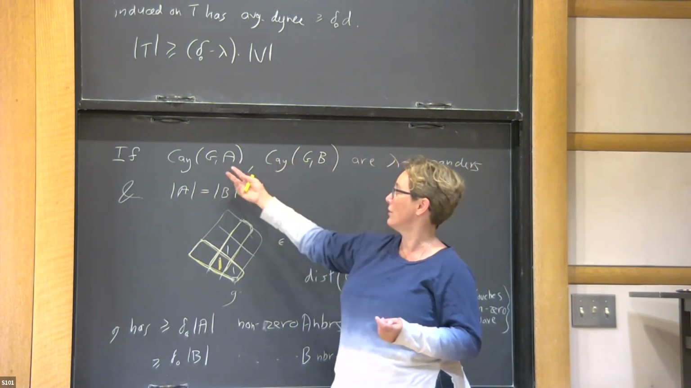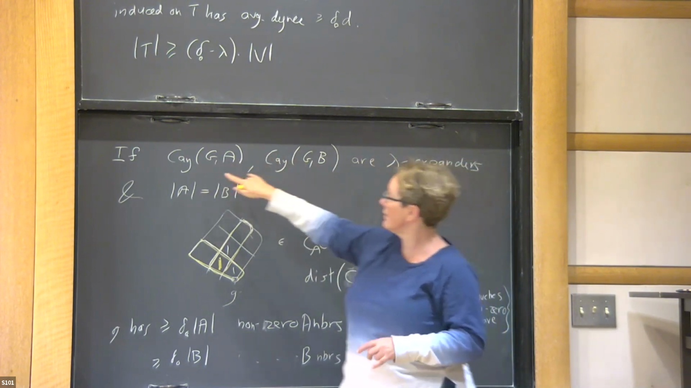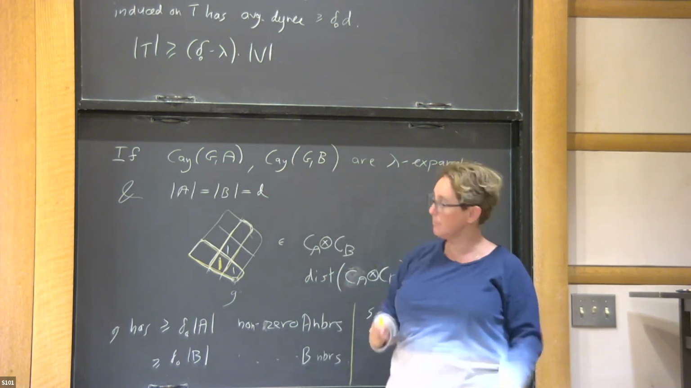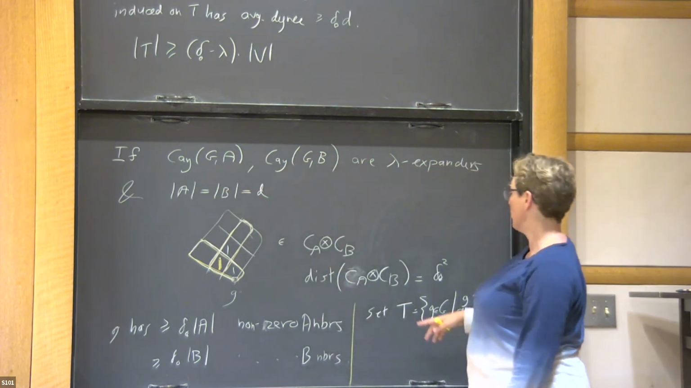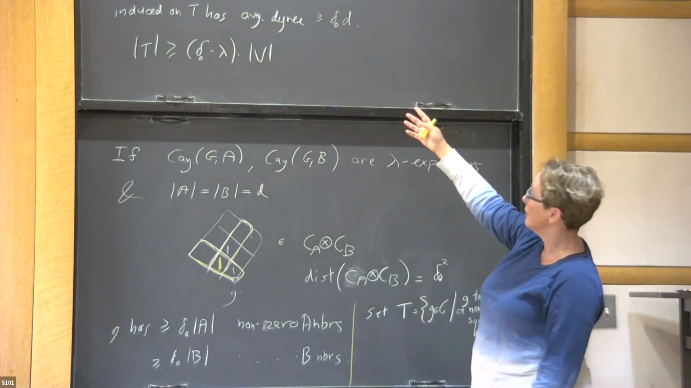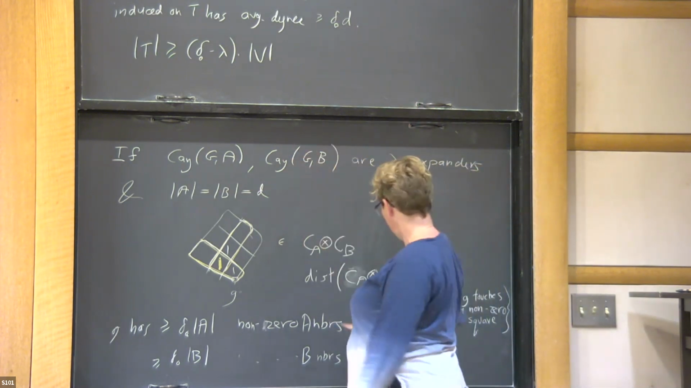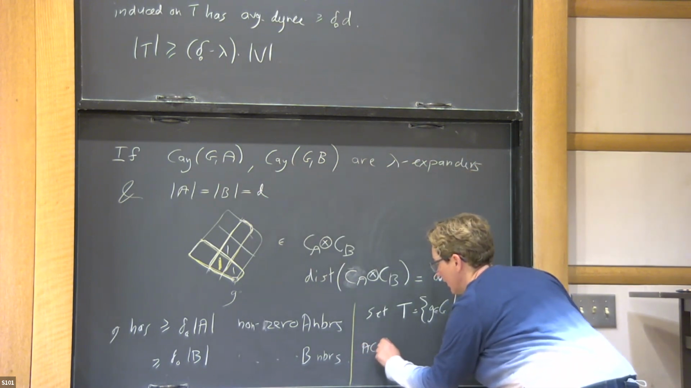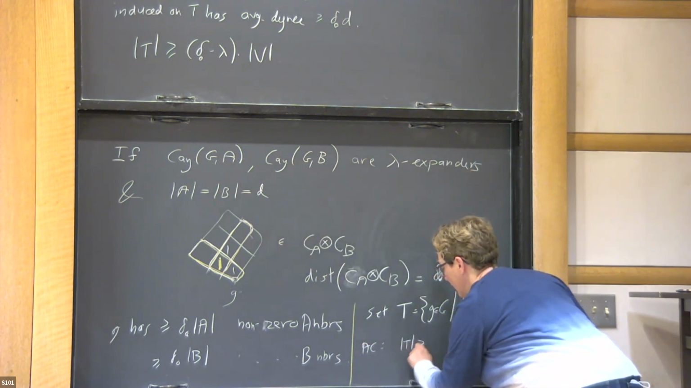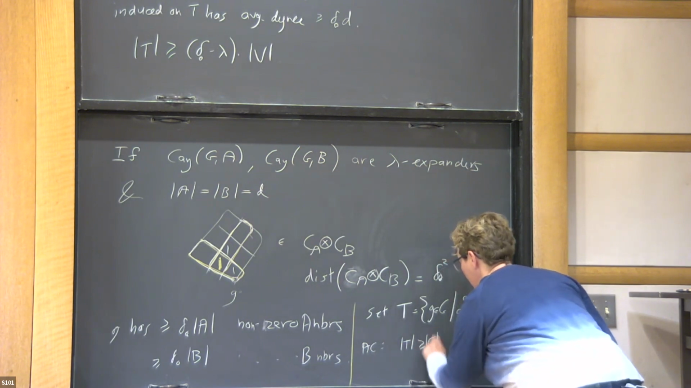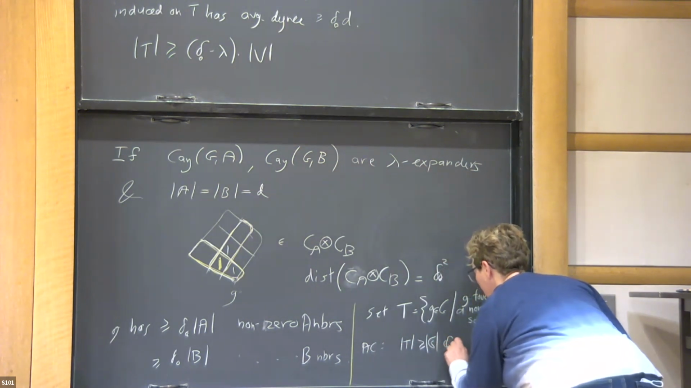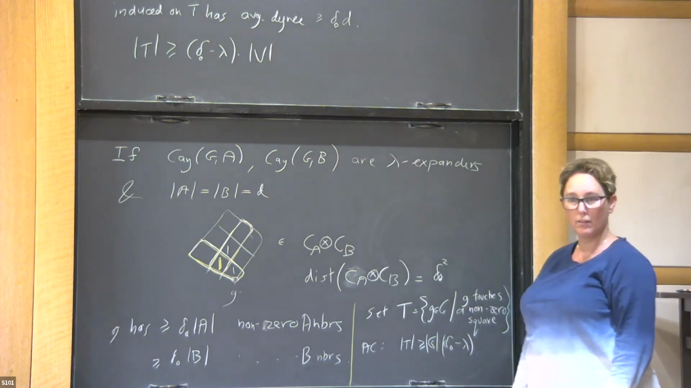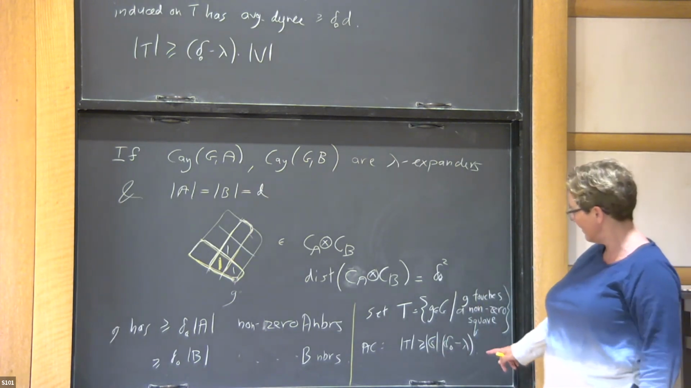graphs, okay, I should have said that. If this is a lambda expander and this is a lambda expander, the union is also a lambda expander. So it means that I can use the Expander Mixing Lemma and deduce that the set T that I defined here, its size is at least G times delta naught minus lambda. That's not yet the distance. Why not?